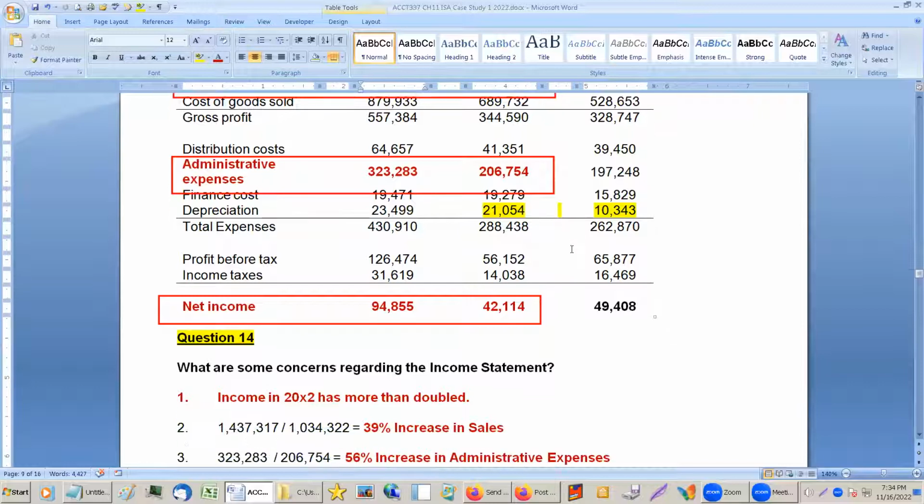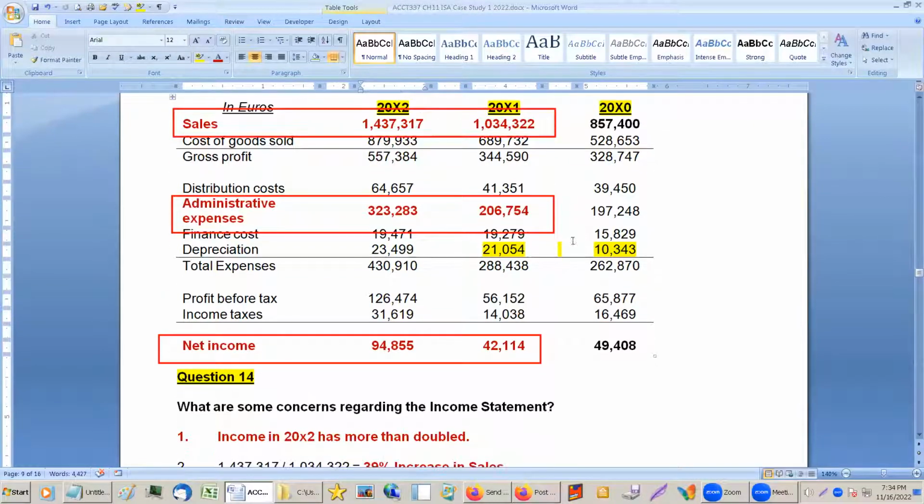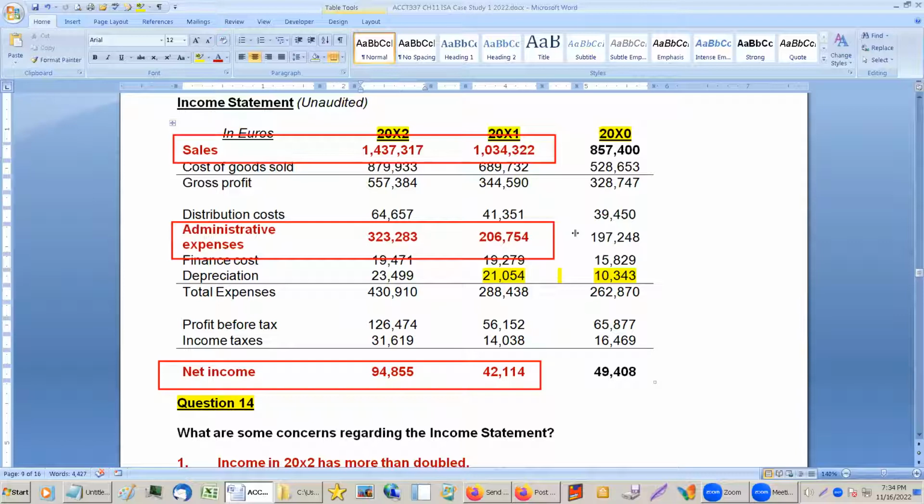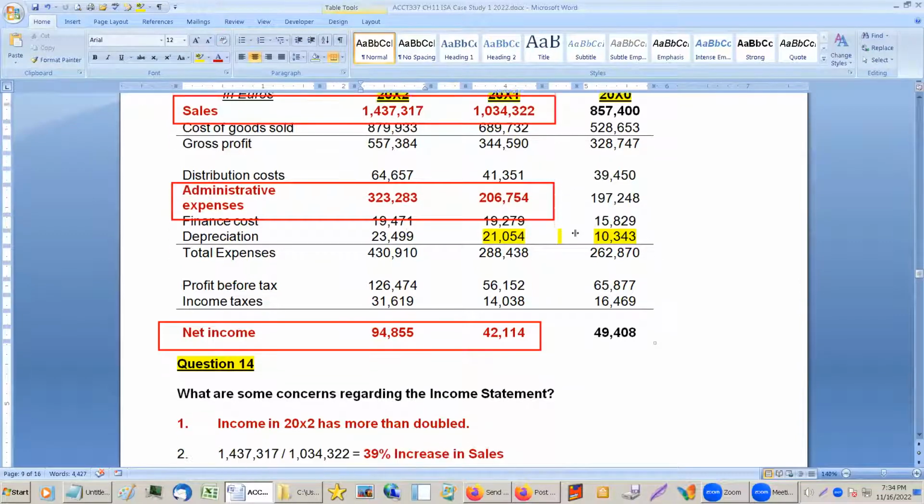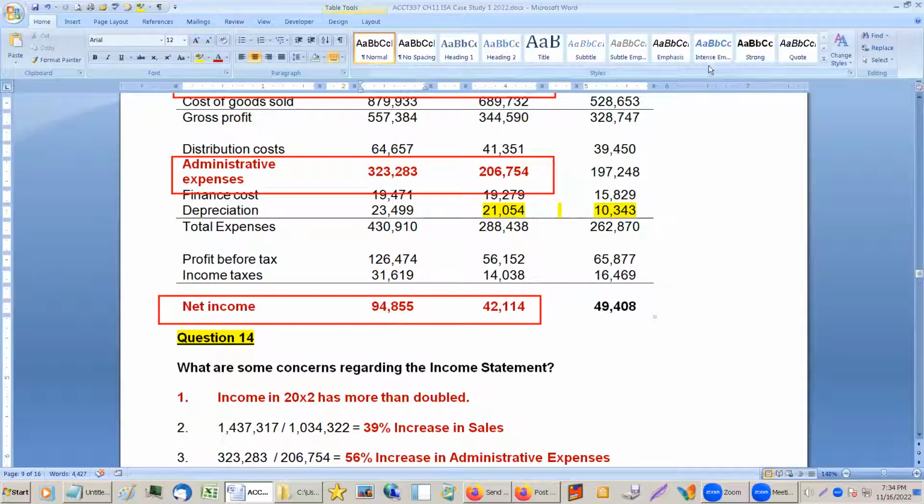Okay, are these evidence of fraud? Sales jumped up 39%, administrative costs jumped up 56%, net income jumped up over 100%, more than doubled. Does that mean that there's a fraud here? What do you think? And call the police? There's a fraud here?